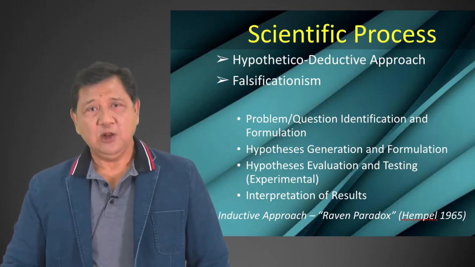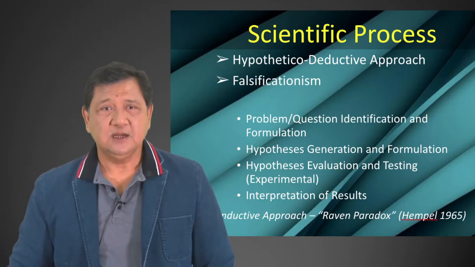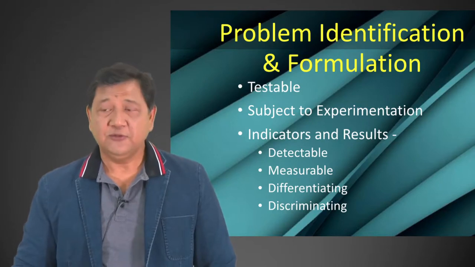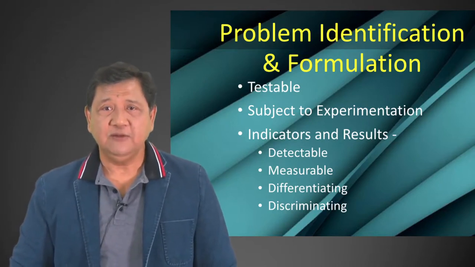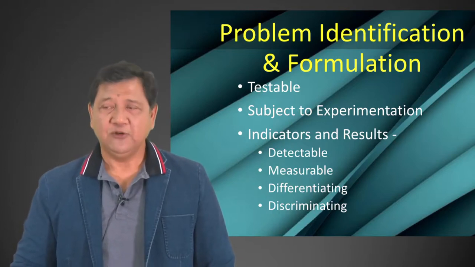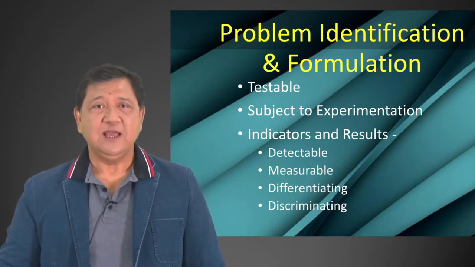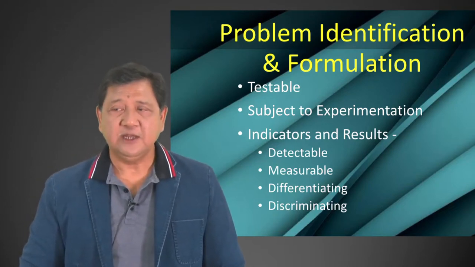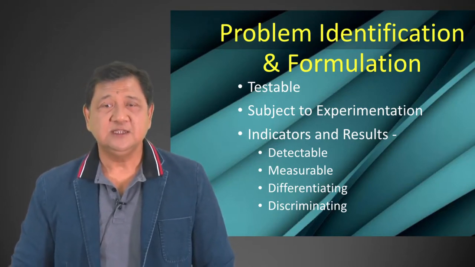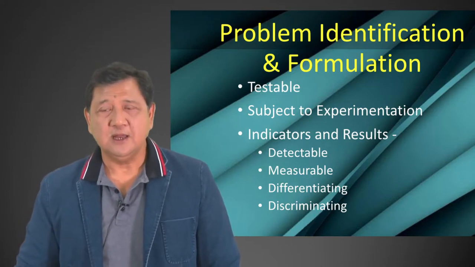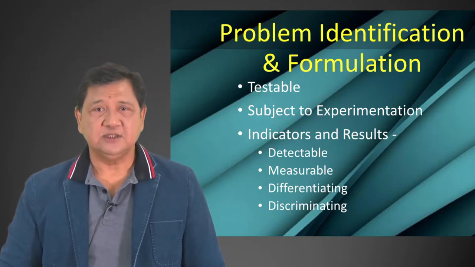And following this process, there are some steps one has to follow. First and foremost is the problem and question identification and formulation, hypothesis generation and formulation, hypothesis evaluation and testing, to experimentation and the interpretation of the results. This is now the most accepted protocol in the scientific process.